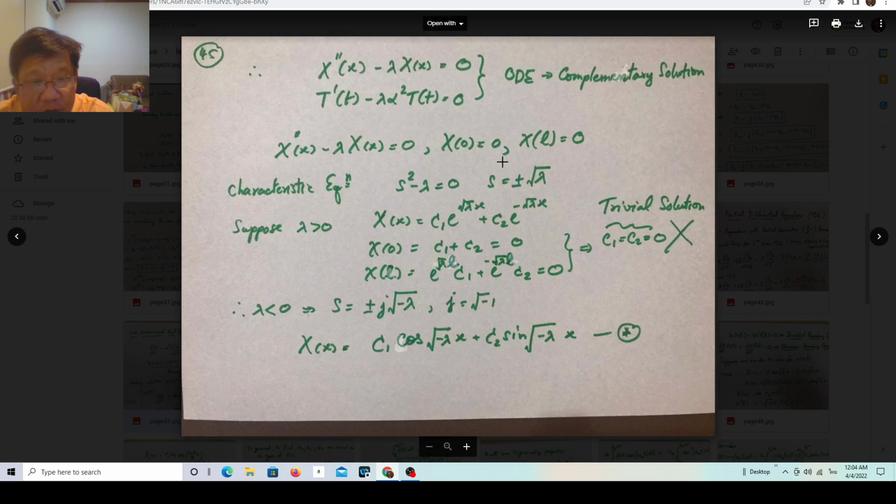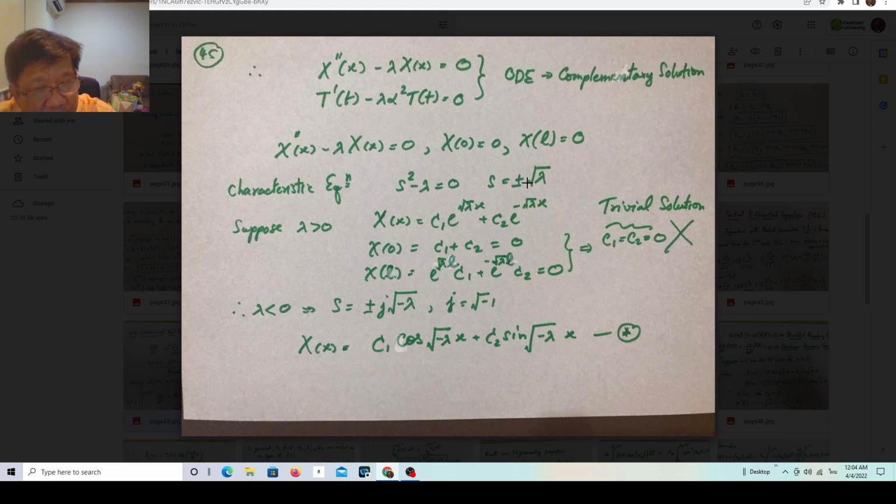Okay, that's the result of this condition. So it becomes a boundary value problem, and you know that when you get this, you get a characteristic equation for the complementary solution, because the second order term becomes s squared, and the zero order term becomes 1. This is a zero order term, not a first order term. So you have s squared minus lambda equal to 0. Therefore s is equal to plus or minus square root of lambda.